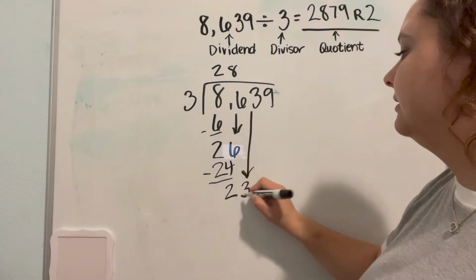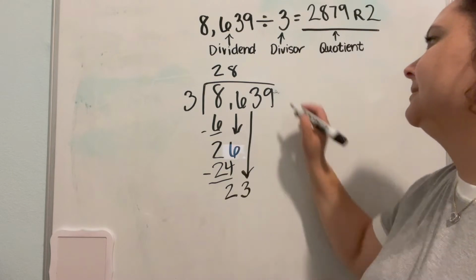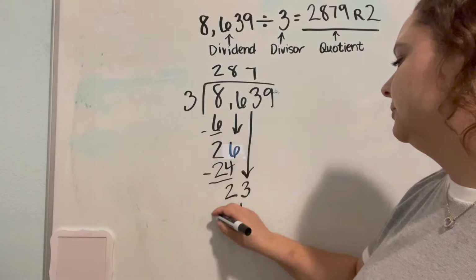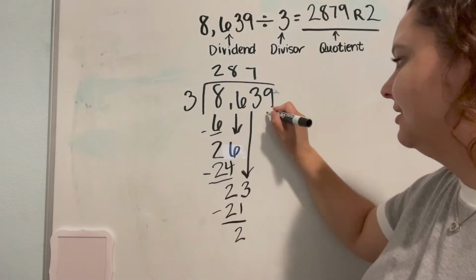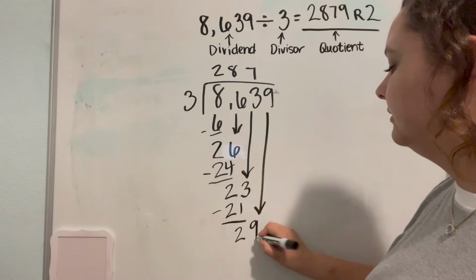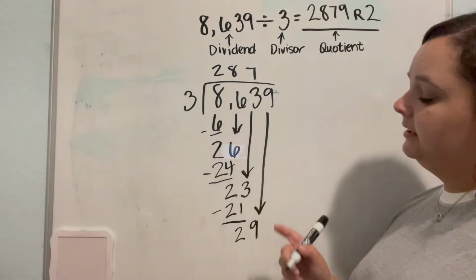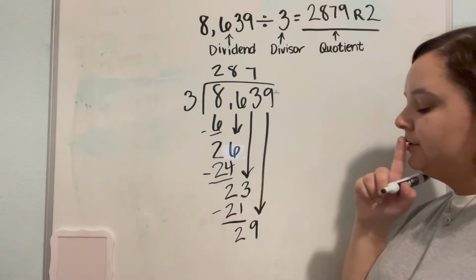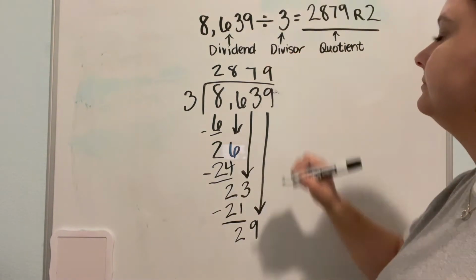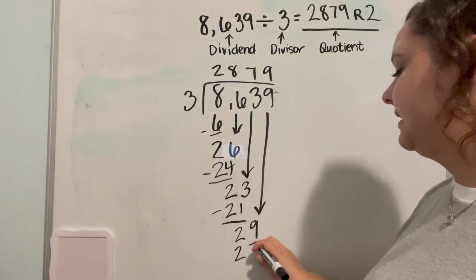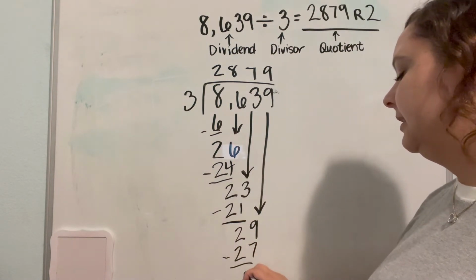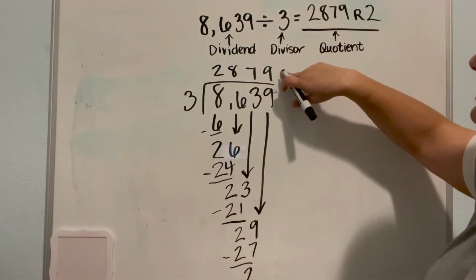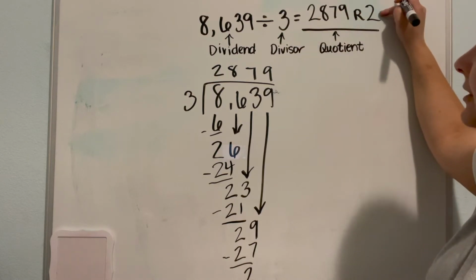Bring down my 3, and 3 can go into 23 7 times, because 7 times 3 is 21, which will again leave me with 2. Now I bring down my 9 for the number 29, and 29 can be divided by 3 into 9 groups, which will give me 27, and I will have a remainder of 2. So once again, I have a quotient of 2,879 with a remainder of 2.